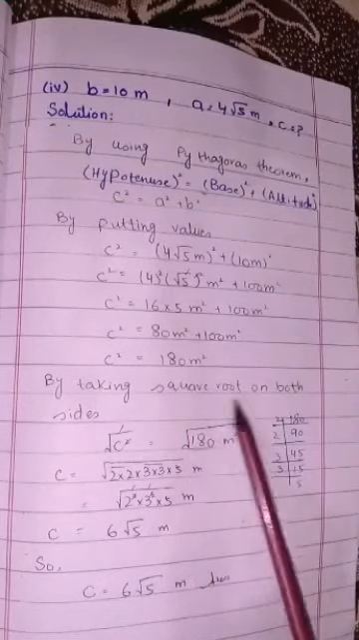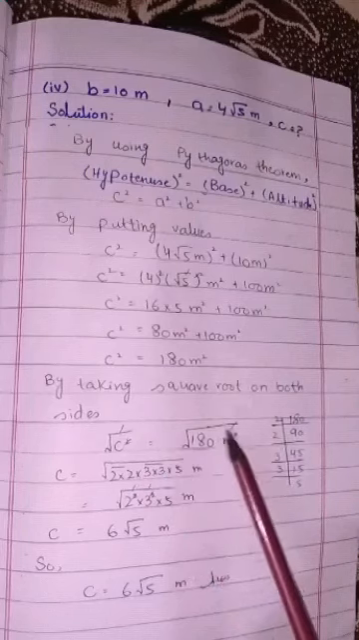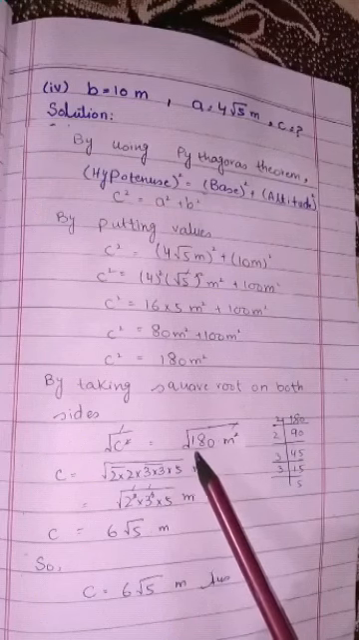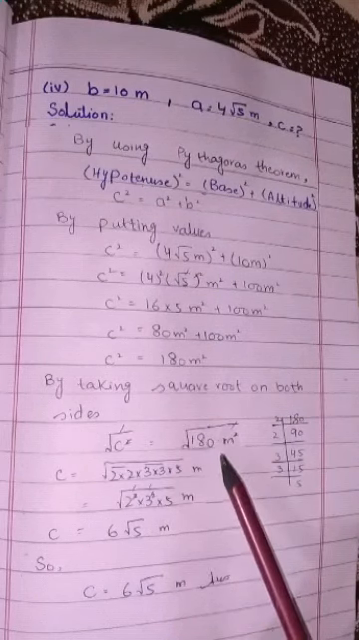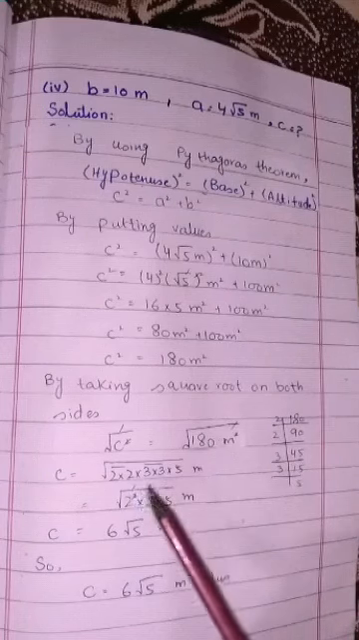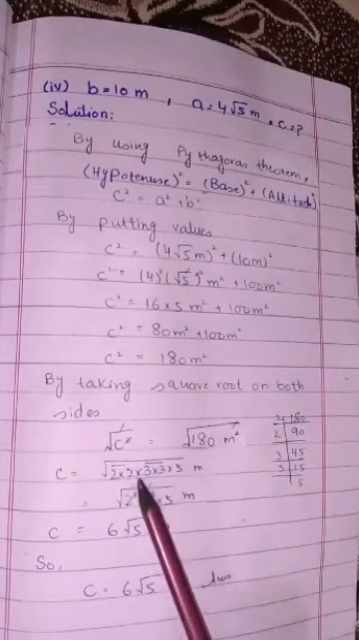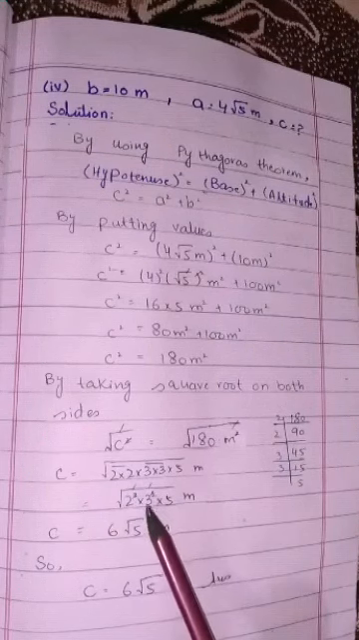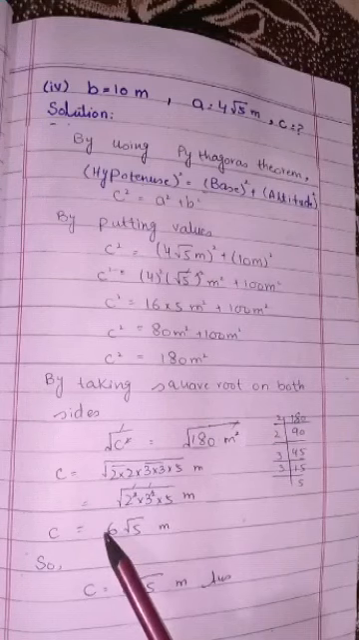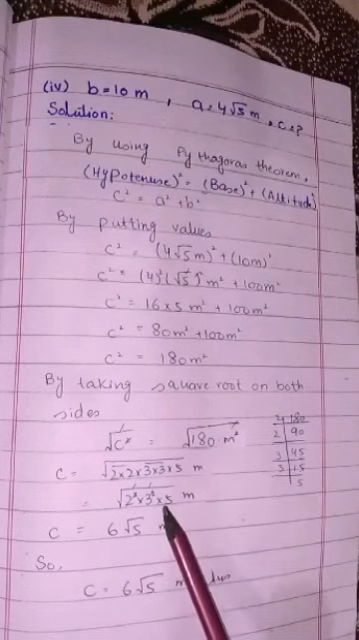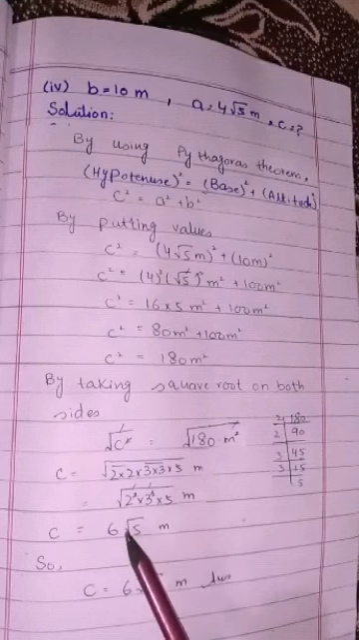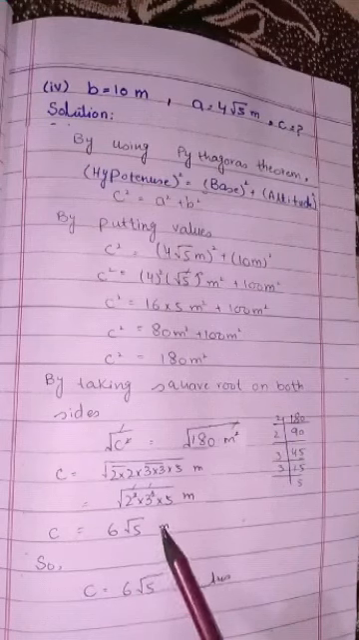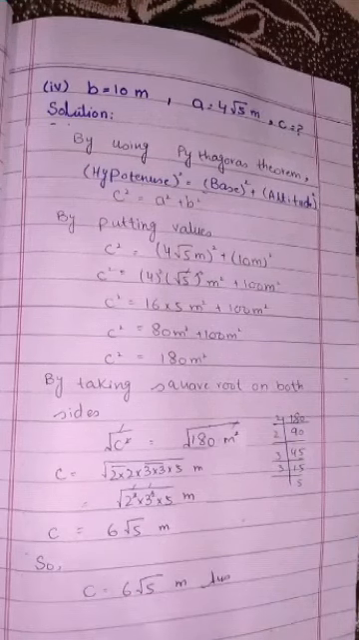Now students, by taking square root on both sides, square root of c² is equal to square root of 180 meter². Students, we cannot get the whole square of 180, so we will factorize 180. Here we will write the factors 2 into 2 into 3 into 3 into 5. The numbers which are in square form will multiply and write out of the square root, and the numbers which are in single form, not in square form, will be written in the square root. So we got c is equal to 6 square root 5 meter, which is our answer.